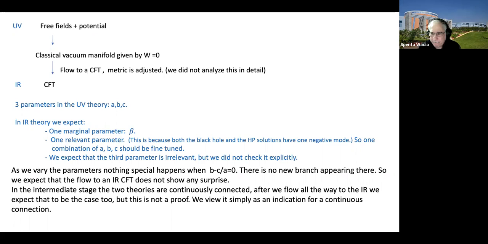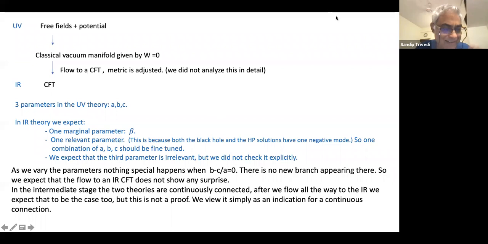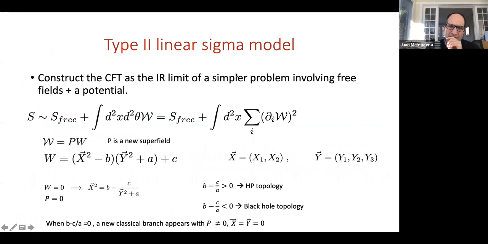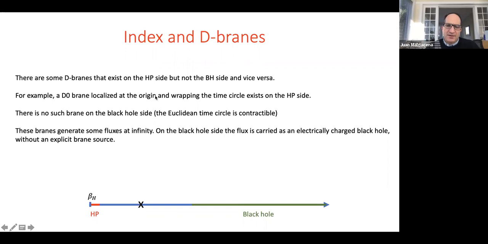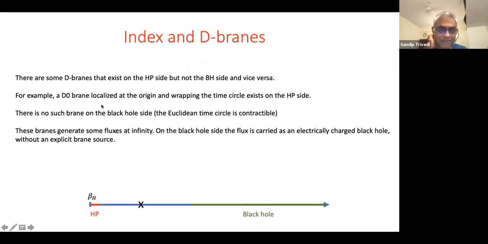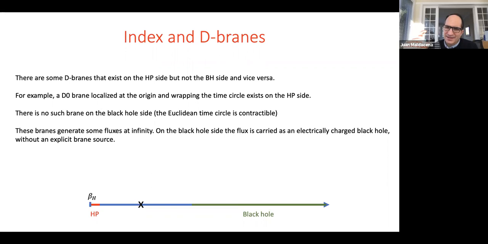So sorry, Juan. You said something, and from a quick reading of the paper I thought you were saying that on the type 2 side there are some D-branes which get massless at this transition point. Yes, that's right. I was wondering if you could elaborate on that. Could it be that if you incorporate them in some way, you can go past the transition? Indeed. For example, you have a D0-brane, which exists on the HP side and wraps the time circle. As we were saying before, the time circle is becoming smaller at the center of the solution. The Euclidean time circle becomes smaller, and so this D-brane naively might become lighter.